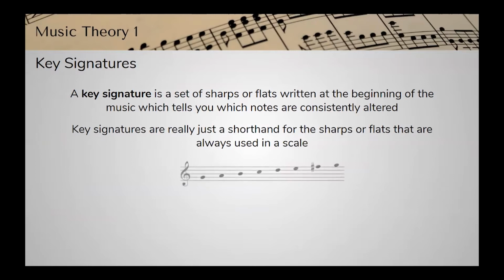So for example, this is the scale of G major, and as you remember from our last couple modules dealing with scales, you need to add an F sharp in order for this to sound like a G major scale. So instead of writing that F sharp every single time, we can use a key signature. And all we do in the key signature is just take the F sharp that's normally in the scale. We don't write it anymore, but we put it at the beginning, and that tells us that all of the Fs are going to be sharped.